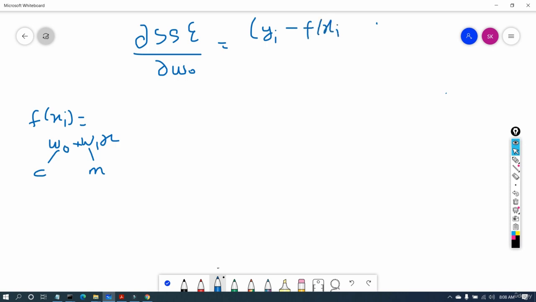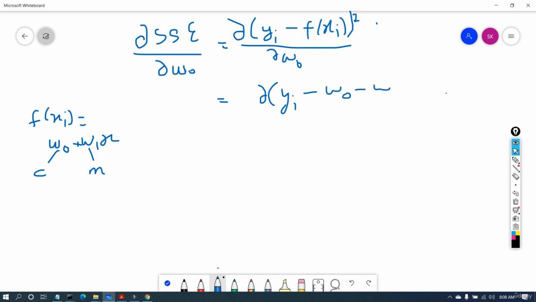So if I say f(xi) over here, let's do the partial derivative, and here we have the square because this is the sum of squared residuals, with respect to omega naught. Now if I represent f(xi) with this equation, it becomes yi minus omega naught minus omega 1 x, all squared, with respect to omega naught. Now it's time to take the partial differentiation.